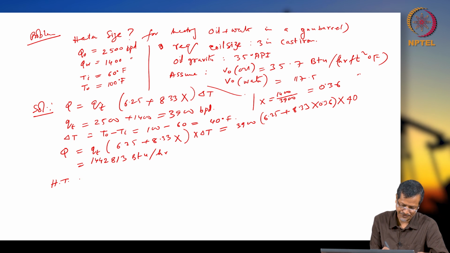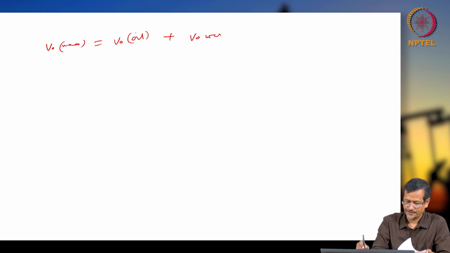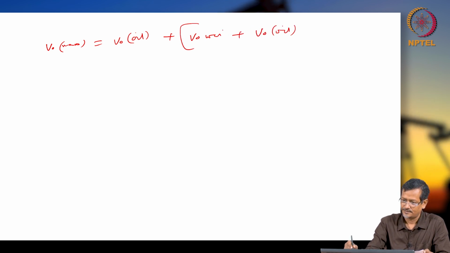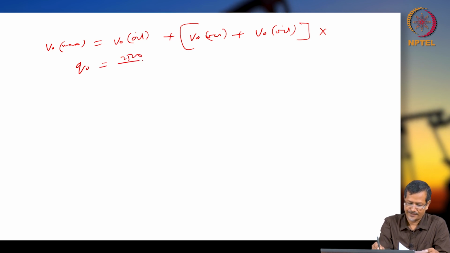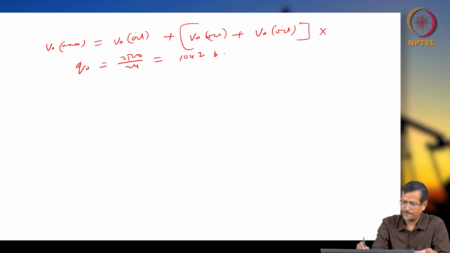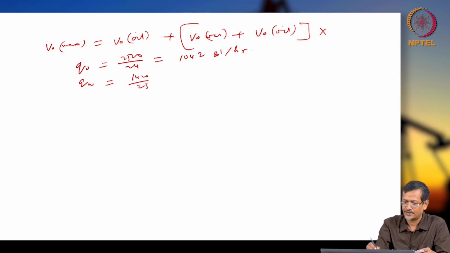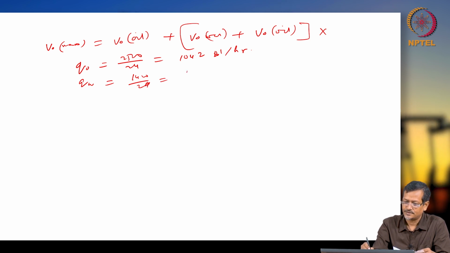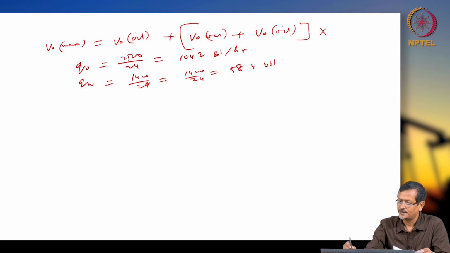Now the heat transfer coefficient equation: V O max equals V oil plus V water plus V oil times x. The oil flow rate Q oil equals 2500 divided by 24, which is 104.2 barrels per hour. Q water is 1400 barrels per day, so you convert it into hours: 1400 divided by 24 equals 58.4 barrels per hour.